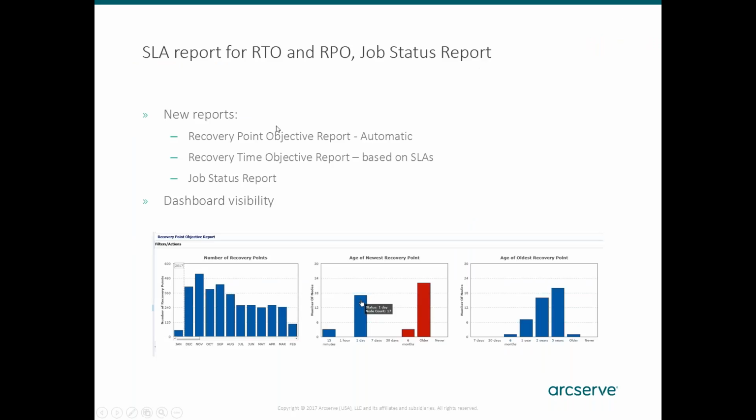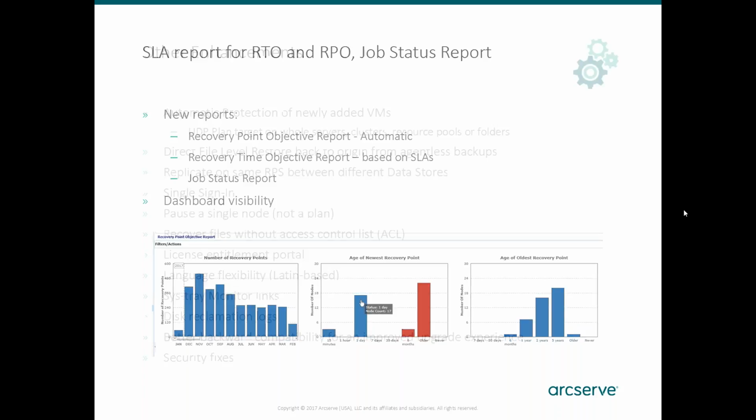So we've seen the assured recovery testing, and then the RPO and RTO reports. The recovery point objectives are automatic. The RTO reports are based on the SLAs that we are setting. And we have the job status report, and all three of them show up in the dashboard. Okay, next slide is on the other enhancements.